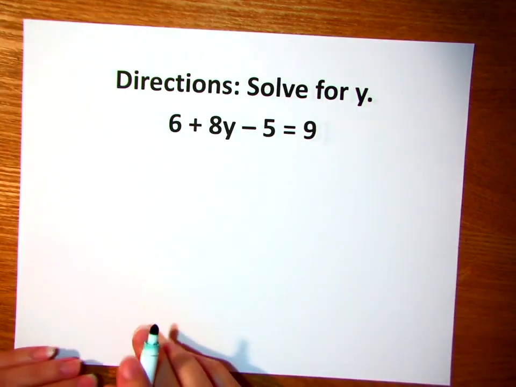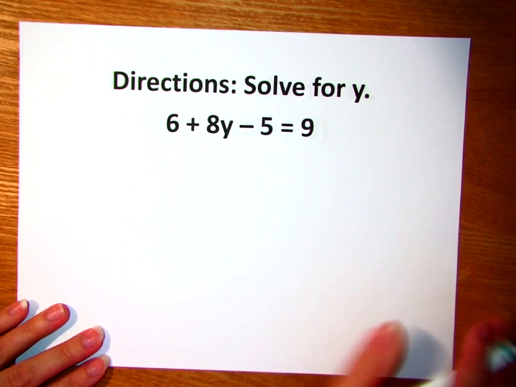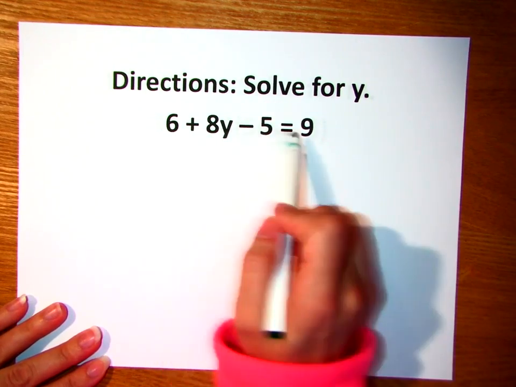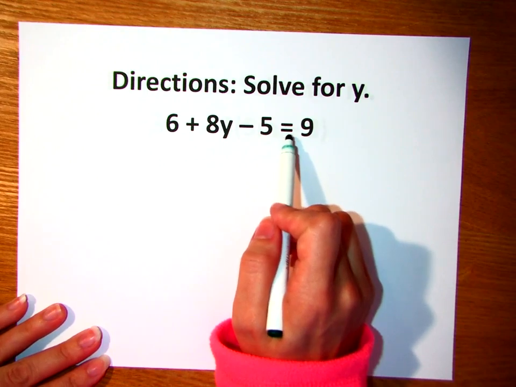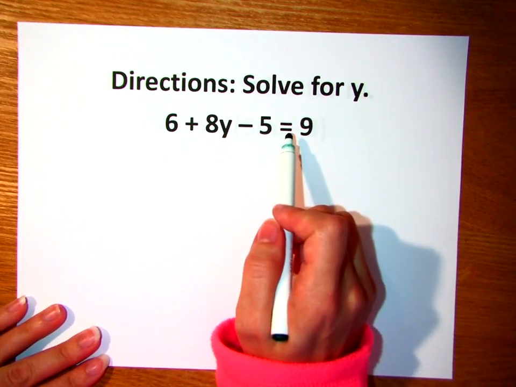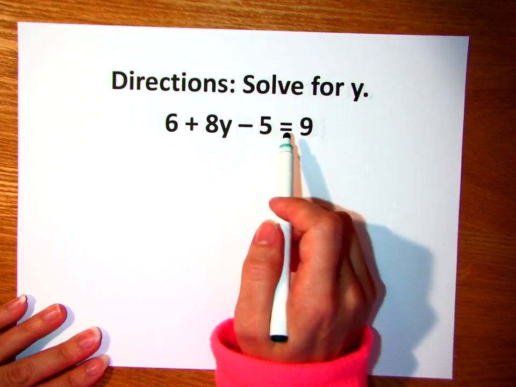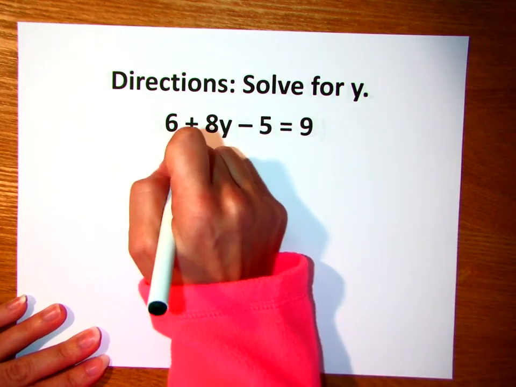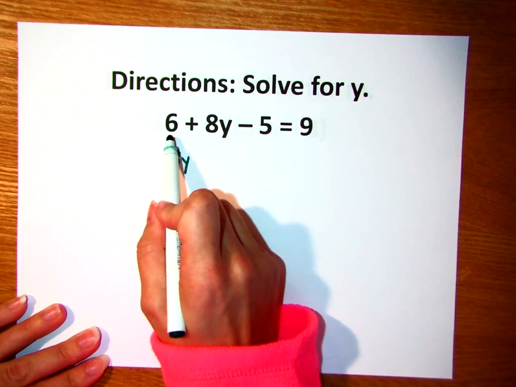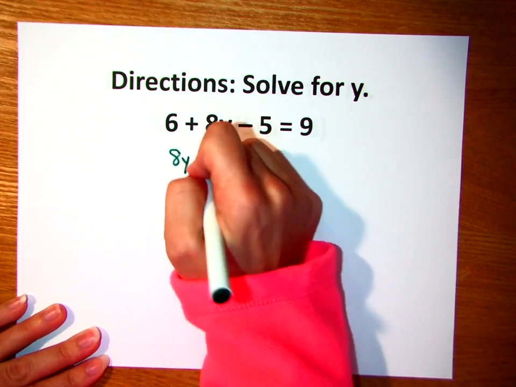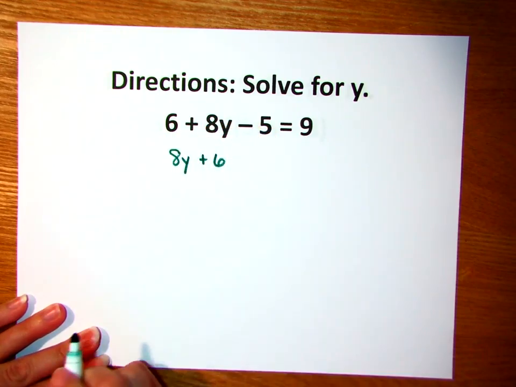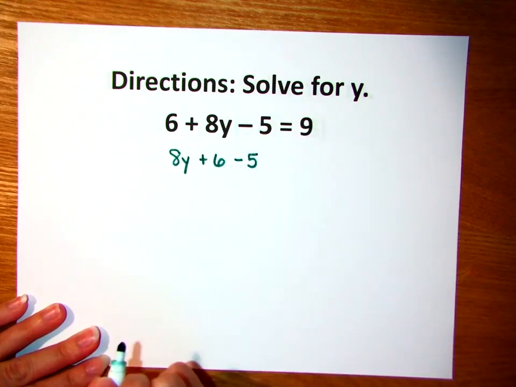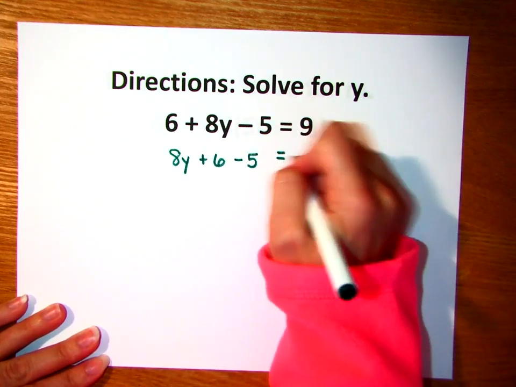In this next example, you'll also see that we've got a couple numbers on the same side of the equals. They're both on the left side of this equal symbol. So what you want to do is rearrange this equation first so you can combine your like terms. So this 8y is positive, I'm going to bring it to the front. This 6 is also positive, so I'm going to bring it just right behind it. And this 5 is negative, so you take the sign with the number, equals 9.